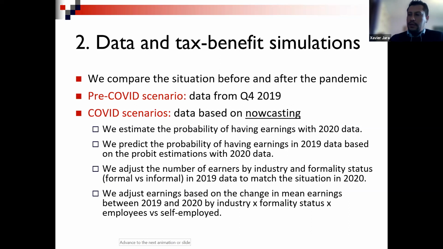And here we could disaggregate further to take into account the impact that the crisis might have had across other characteristics, for example, gender or educational level. But the more we try to disaggregate, the smaller our cells for ratios become. So that's why we have concentrated here only on the main characteristics that we consider important: industries, because we know that lockdowns affected different industries differently, formality status, and employees versus self-employed.